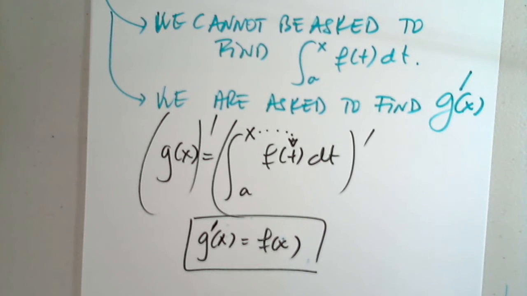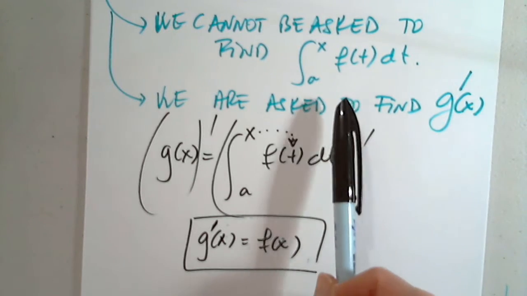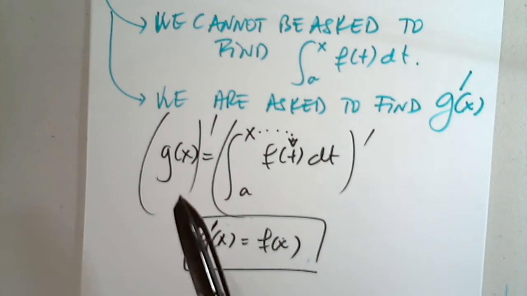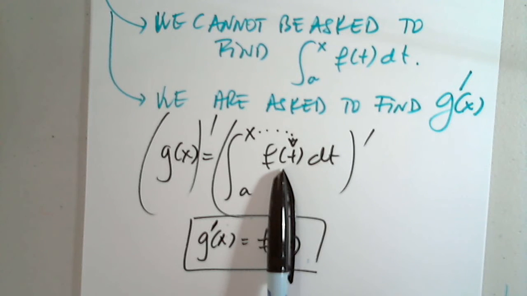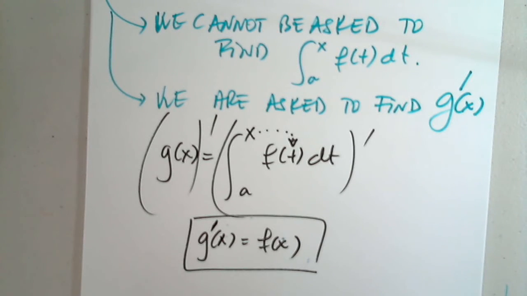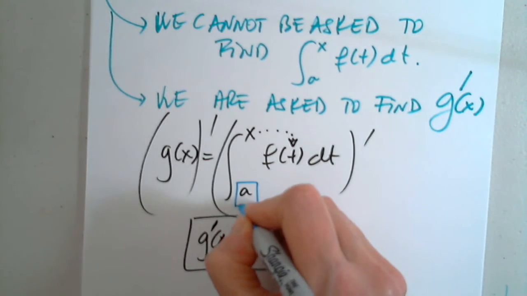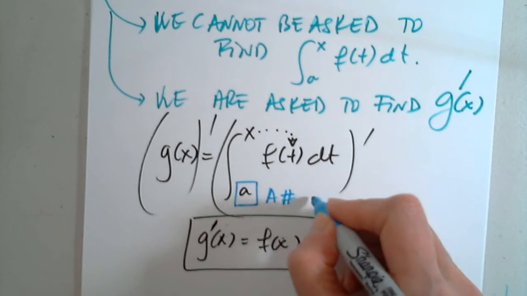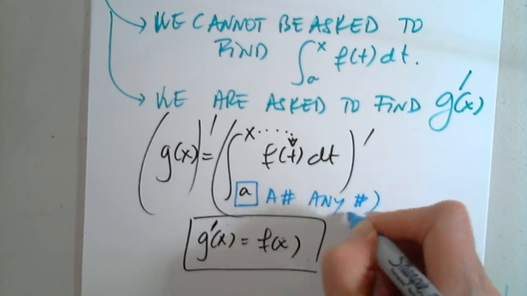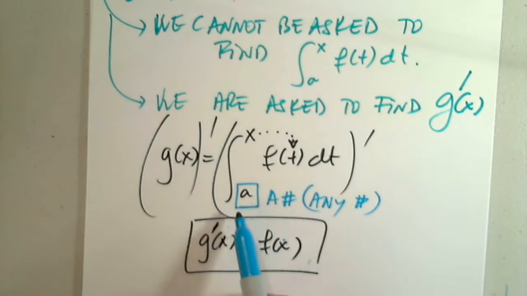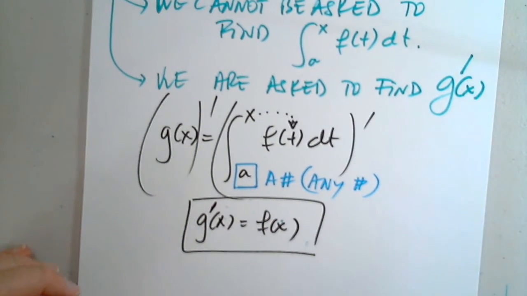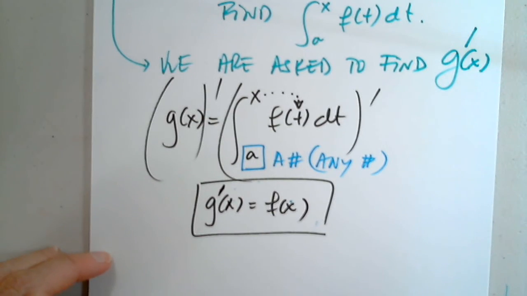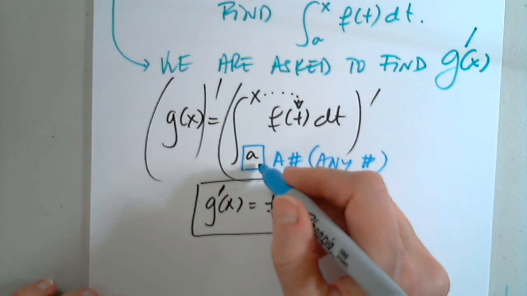That's all it means. So we are creating this function just to show that when we differentiate it, we get the function back. Notice a few things here. This must be a number. Any number. It cannot be x or x squared or x cubed or tangent x. It has to be a number.